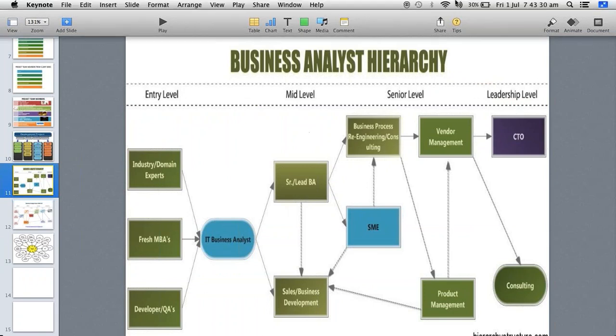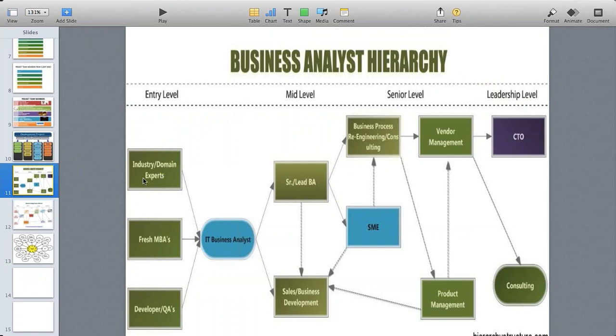Look at this business analyst hierarchy. Who can become a business analyst? An industry domain expert, a person who has knowledge of any domain, like a medical rep or a pharmacist, or a person who worked as a financial analyst or accounts analyst, or a person who worked in a retail store, like a supervisor. Maybe that person will have a very good understanding of retail, right? A bank manager, anyone who has domain knowledge in any industry can undergo the BA training.